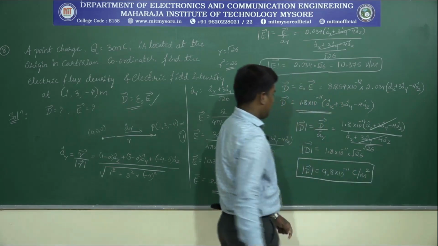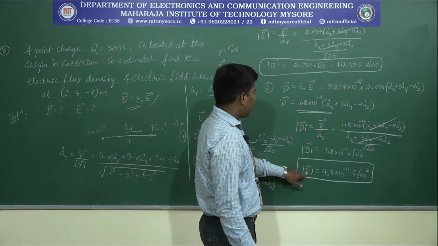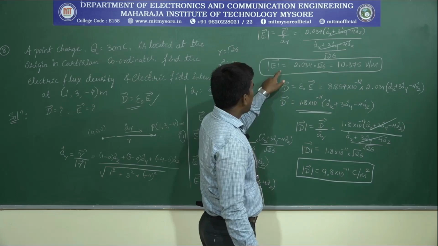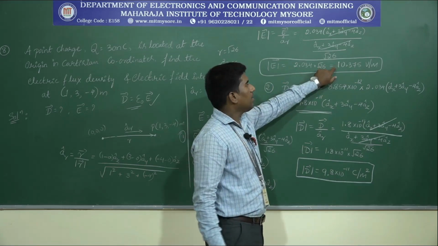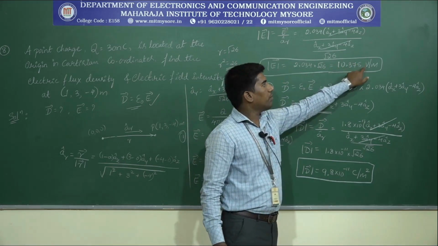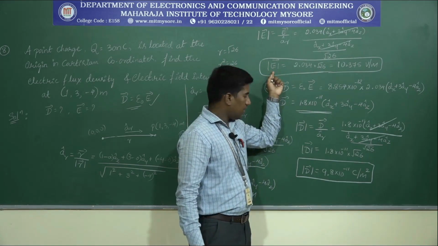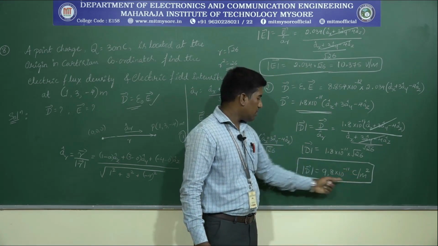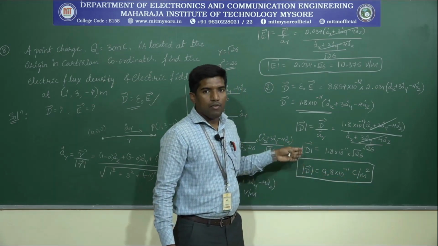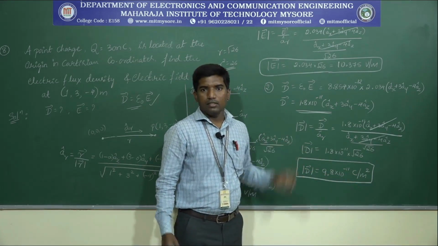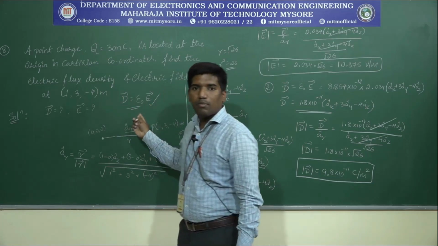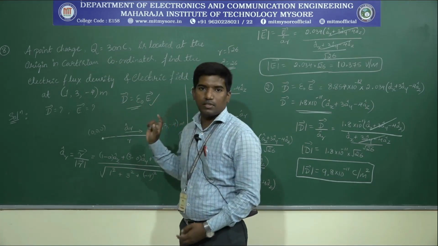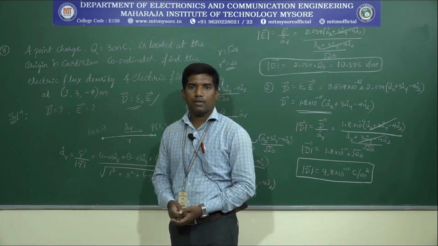Coulomb per meter square. This is the magnitude of D and this is the magnitude of E. 10.375 volt per meter is the magnitude of electric field intensity. 9.8 into 10 power minus 11 coulomb per meter square is the magnitude of electric flux density. Got it? So this is how you need to solve the problem on electric flux density. Understood? Okay. Thank you.